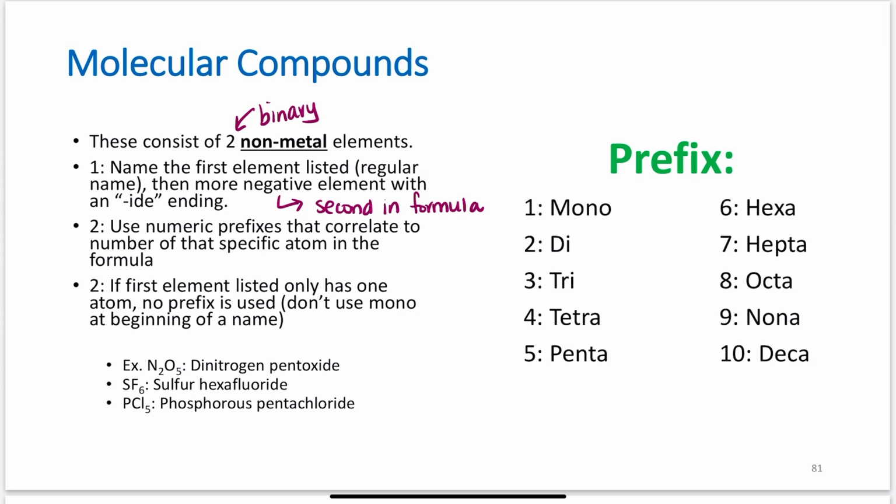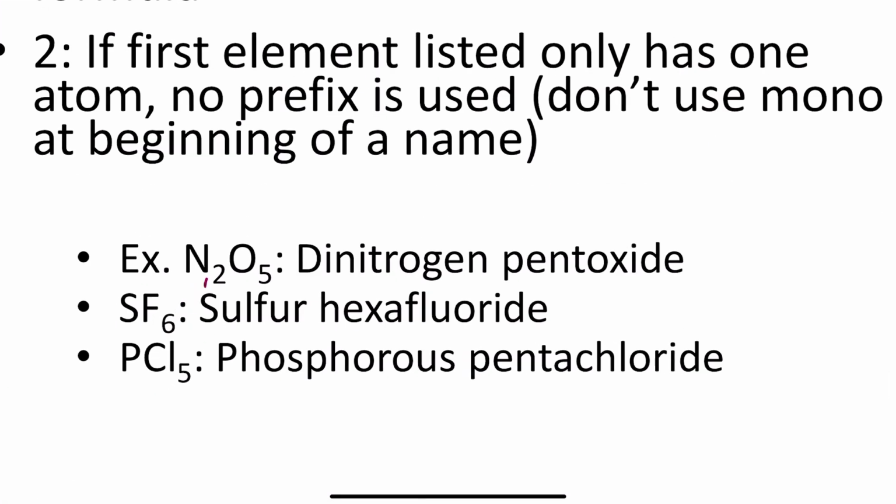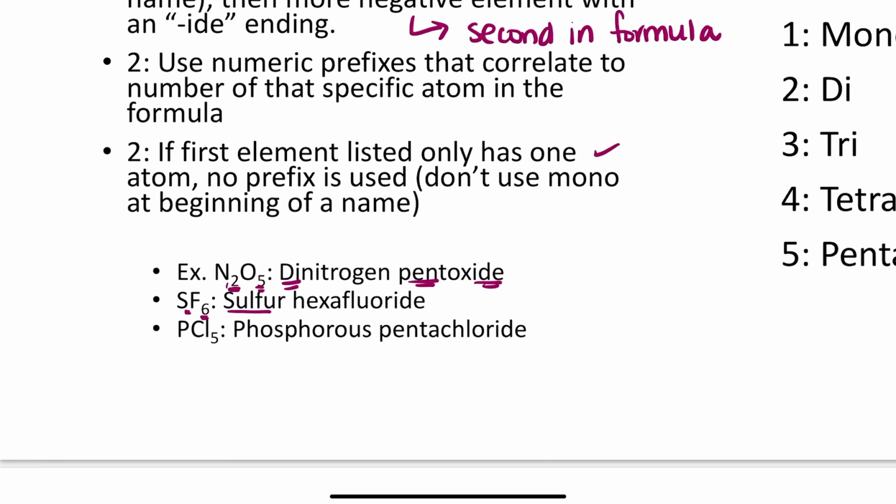So a few examples here, N2O5, I have two nitrogens, so I'm going to say di to emphasize I have two of them, and then nitrogen. I have five oxygen, so I'm going to say penta for the five, ox for oxygen, and I'm going to change the ending of the name to ide. SF6, I have six fluorines, only one sulfur. I'm not going to write mono in front to emphasize sulfur. By me just writing sulfur, I'm emphasizing I just have one of them, but then I'm going to say hexafluoride. PCl5, phosphorus pentachloride.